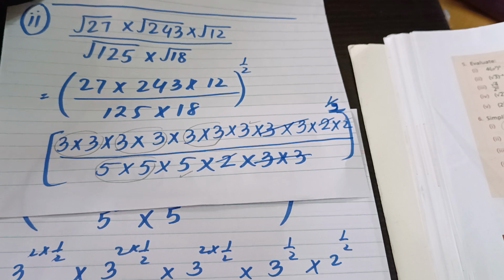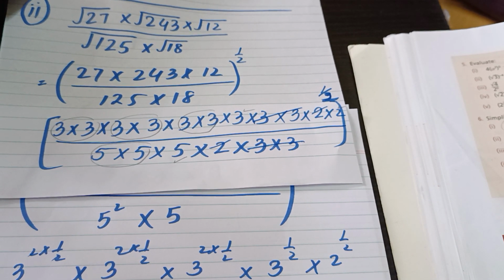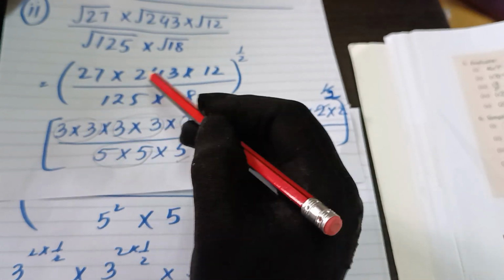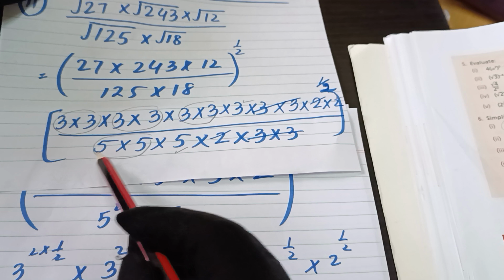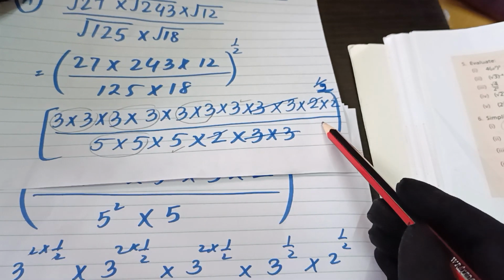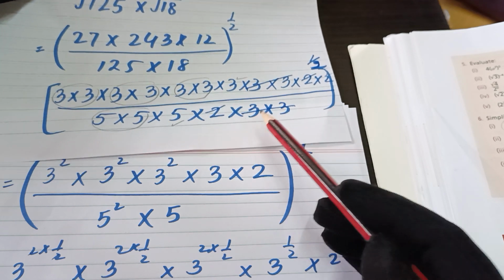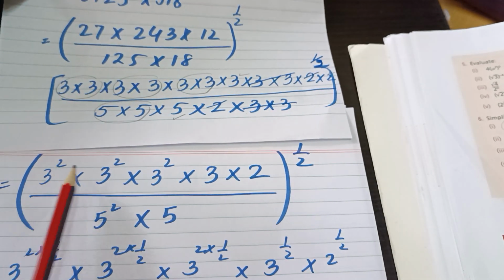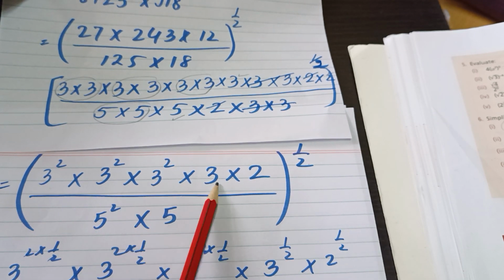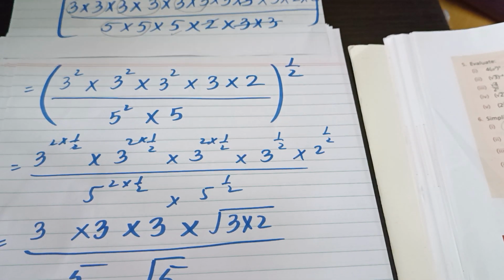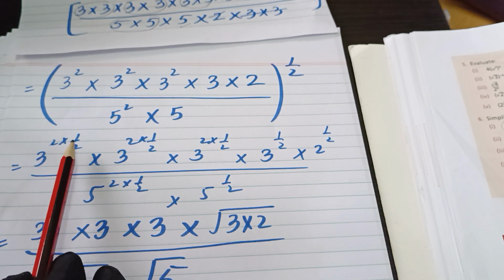Let me revise once again what I have done in the question. Factorize 27, factorize 243, factorize 12, factorize 125 and 18. Write down the factors. Check the cancellation if possible. The remaining factors make the pairs. After making pairs, give the power 1 by 2 to all the terms separately, which already have squares. They will be free from the square root.